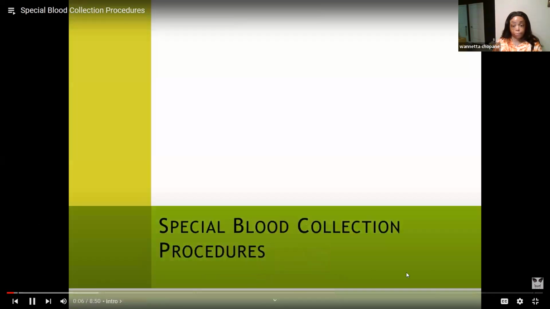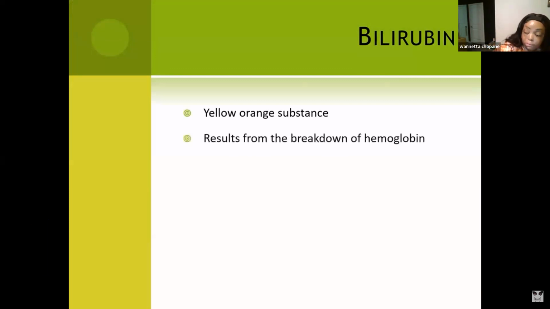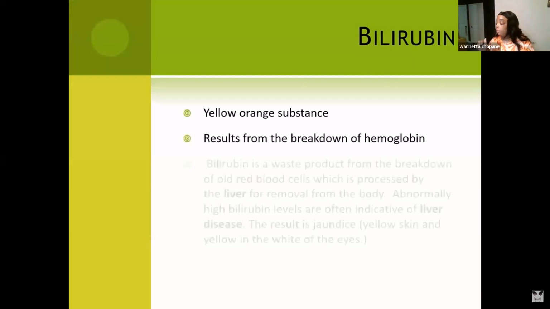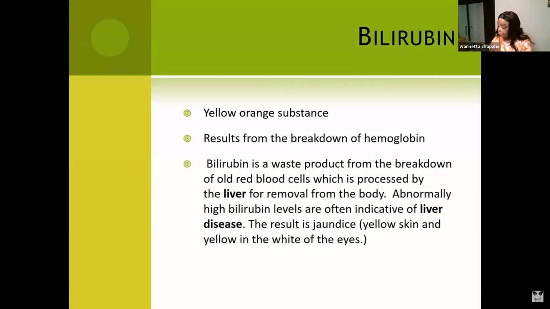We're looking at special blood collection procedures. Let's begin with bilirubin. What is bilirubin? Bilirubin is described as a yellow-orange substance, which results from the breakdown of hemoglobin. Now, bilirubin is a waste product from the breakdown of old red blood cells, which is processed by the liver for removal from the body. Abnormally high bilirubin levels are often indicative of liver disease. The result is jaundice, yellow skin, and yellow in the white of the eyes.